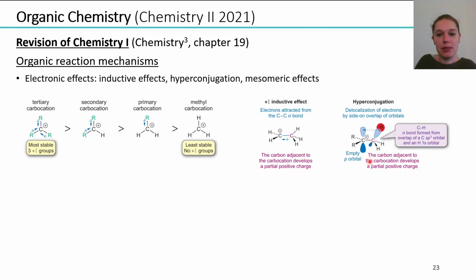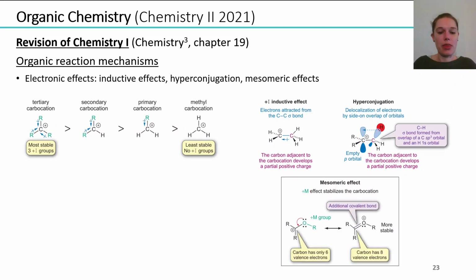But if we have this, then we can say that the empty p orbital of the carbocation and the sigma bond of the neighboring group, let's say the alkyl group here, can align so that the empty p orbital can be stabilized by this neighboring alkyl group. And this is the so-called hyperconjugation.